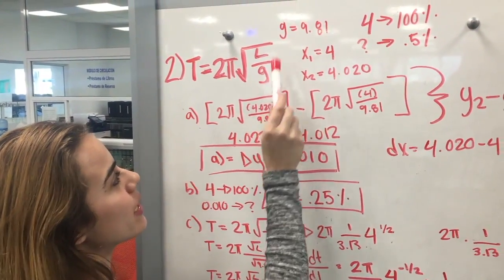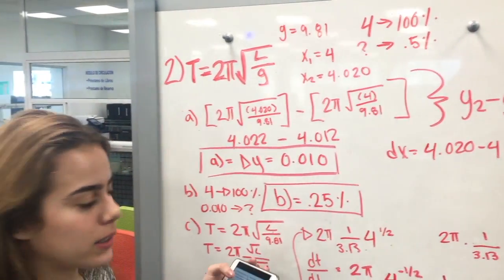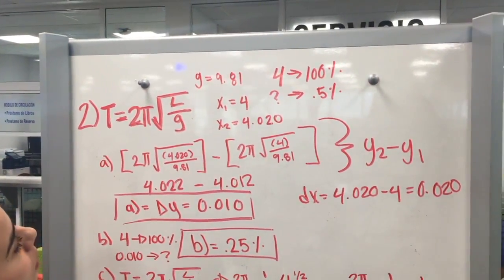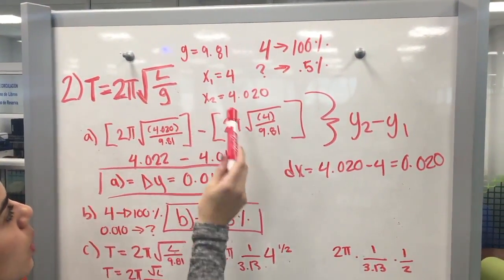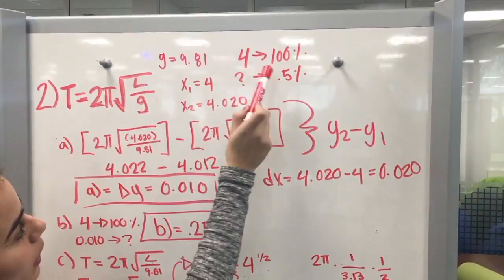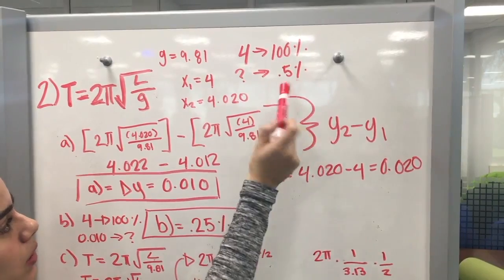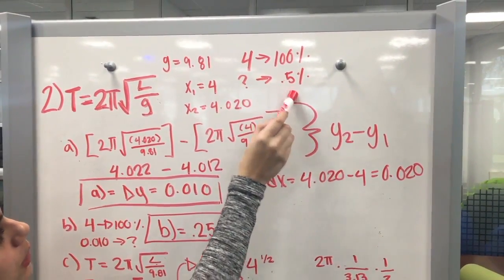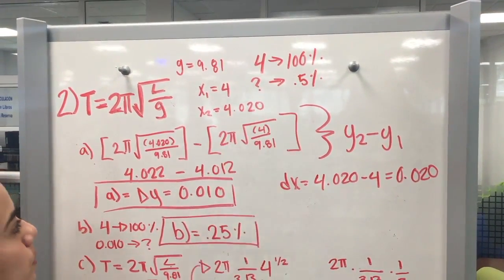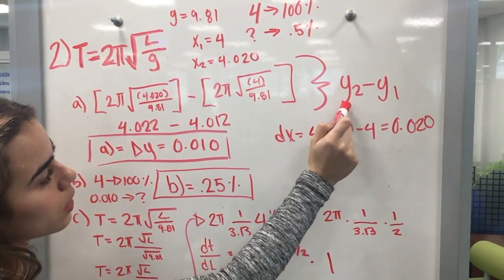Formula, we know that g, the acceleration of gravity, is equal to 9.81, and we also know that the length is increased by 0.5%. So first, we need to get our x1 and x2. We know our x1 because it's our original length, and then if we know that 4 is equal to our 100%, and we want to know what is our 0.5%, we need to multiply 0.5 times 4 divided by 100, so we got 4.020.